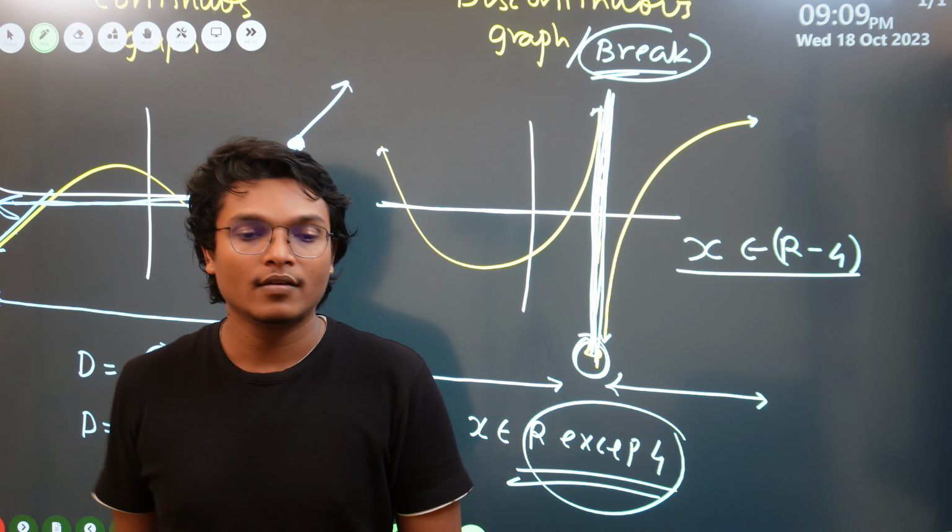So it's nothing like less than or equal to 4. Here we will not take 4. We will take all real numbers. Since the graph is continuous on all of the x-axis except 4, all real numbers except 4 will be our domain.